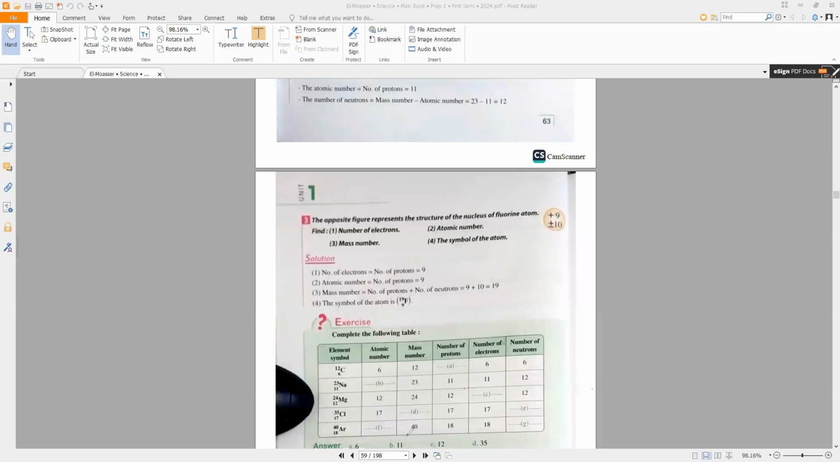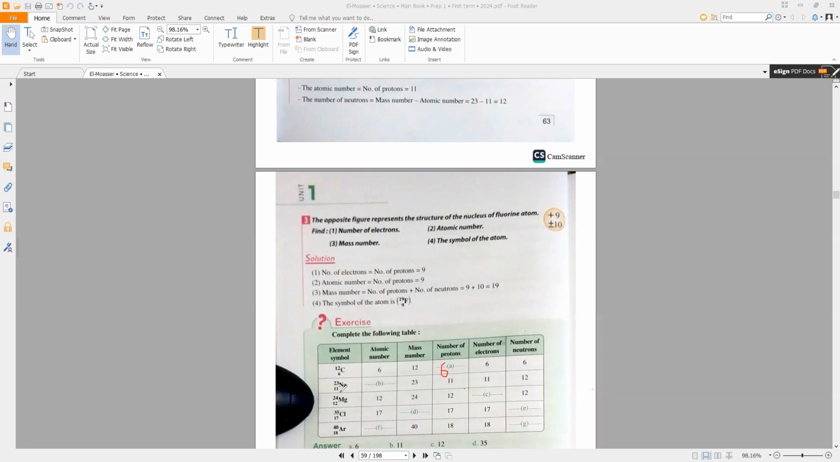This is a table, and in this table the element symbols are written: carbon, C 6 12, sodium, magnesium, chlorine, and argon. We will complete this table. For carbon 6 12, the atomic number is 6, the mass number is 12, the number of protons equals the atomic number, 6, the number of electrons is 6, and the number of neutrons is 6, because mass number minus atomic number.